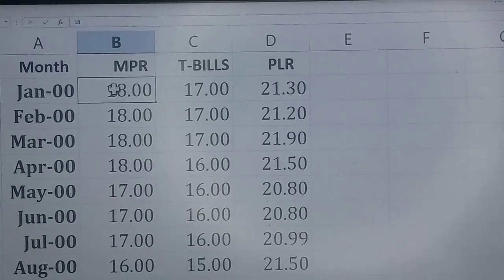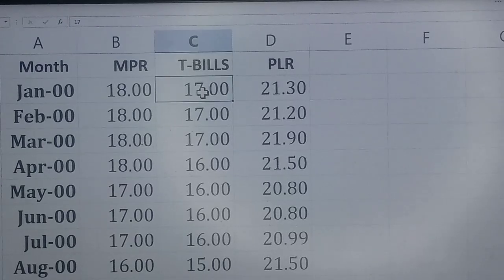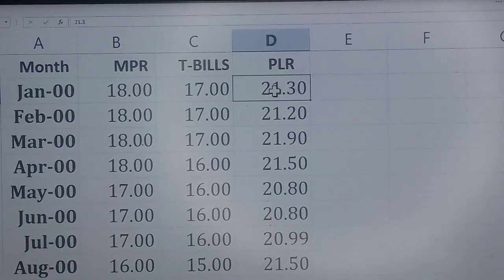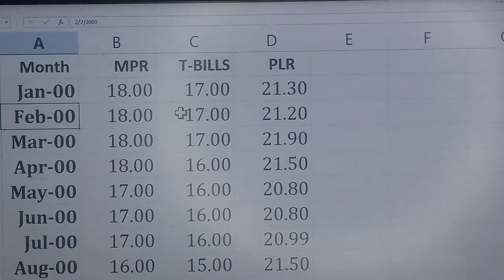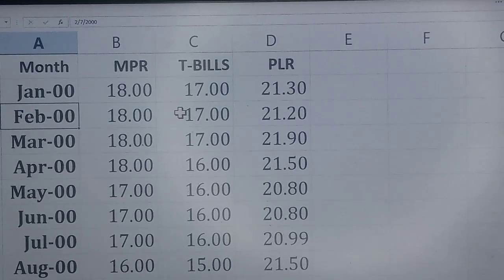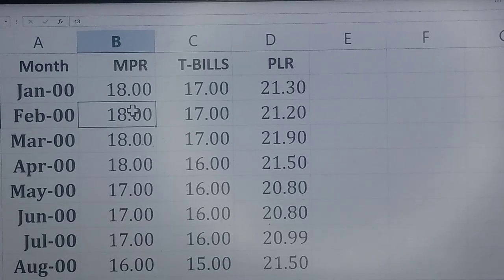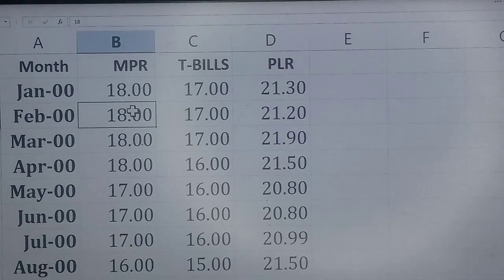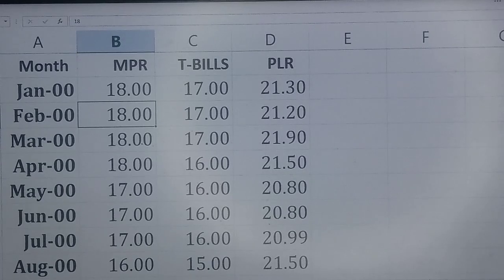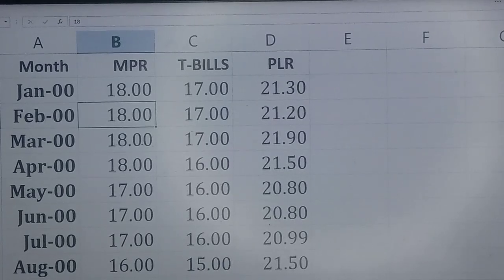In January, the data for MPR is this. For treasury bill is this. For prime lending rate is this. Then in February, so there is equal interval, which is 30 days, between the time data is collected in January and the time it is collected in February. So this makes it a time series data, otherwise referred to as monthly time series data.